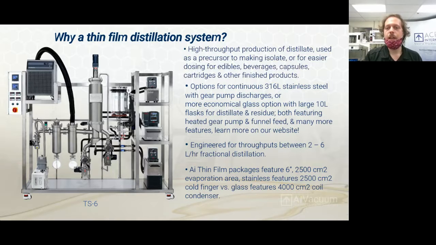And so these high throughput productions of distillate are often used as a precursor for making isolate, as we previously discussed, for making CBD isolation, or for also making some of these other novel cannabinoids that you'll see on the market. Like, for example, some that are currently in vogue that are kind of being experimented with and being produced in our reactors from distillate are D8 and D10.